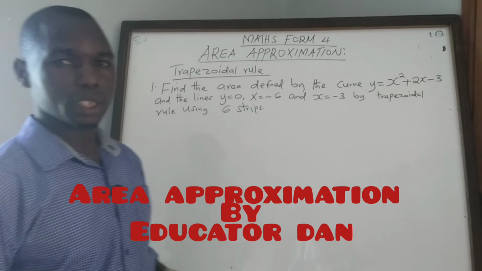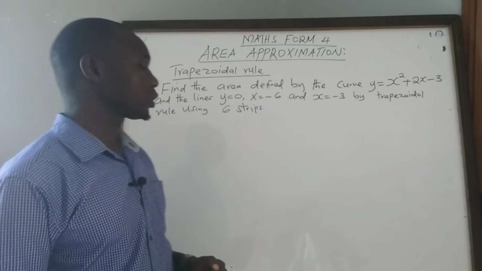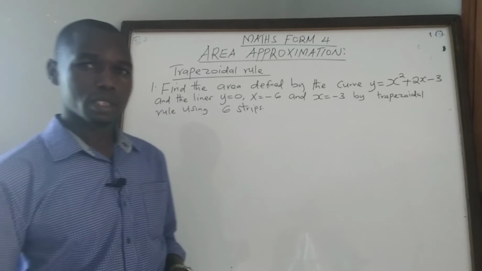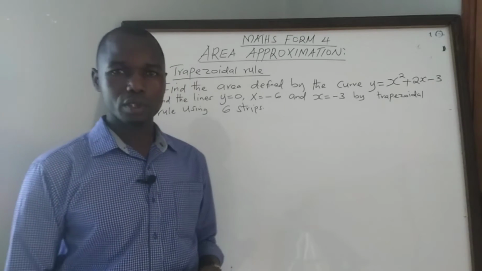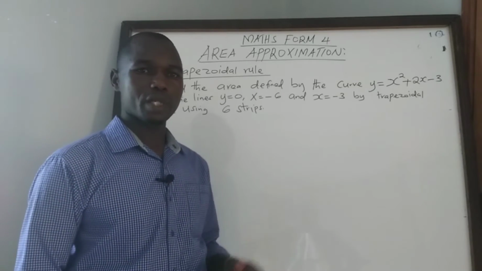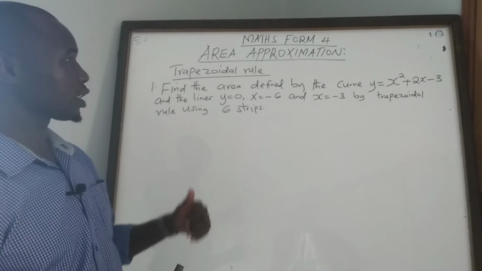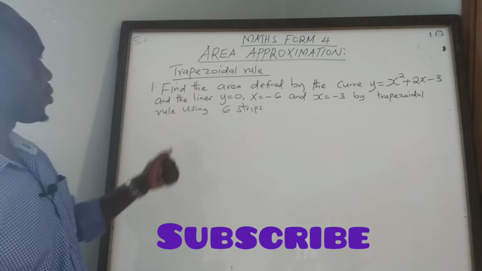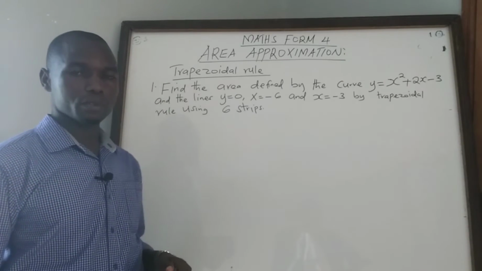Today we are going to look at area approximation, and area approximation has three methods. One, we have the trapezium rule. Number two, we have the mid-ordinate rule, and number three, we can also estimate the area of a certain region using integration. But today we are going to look at the trapezium rule.